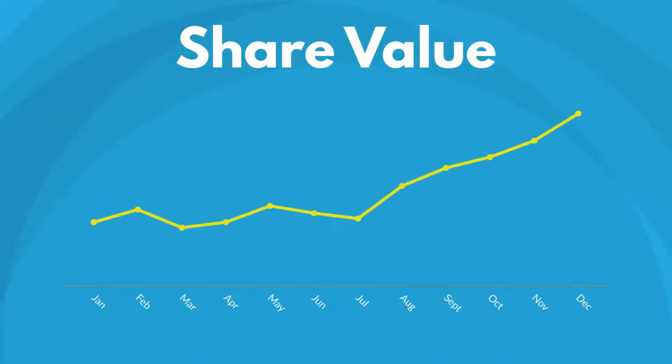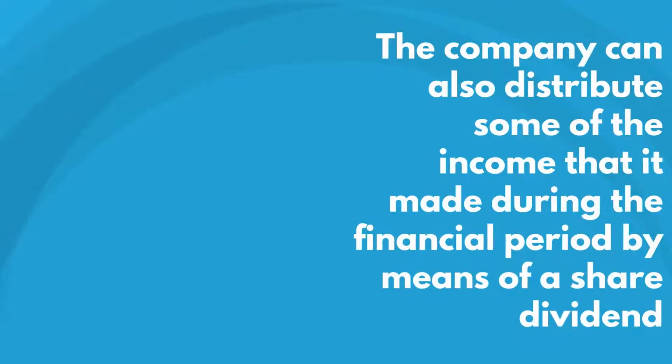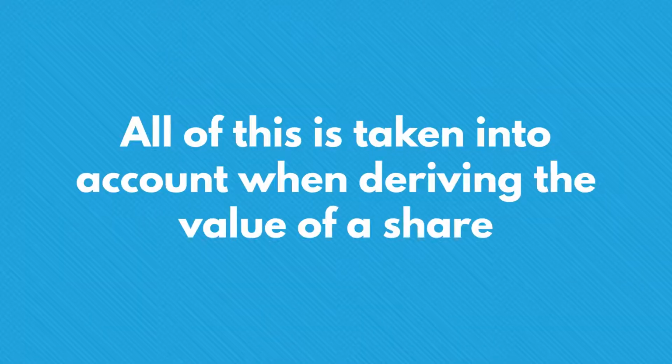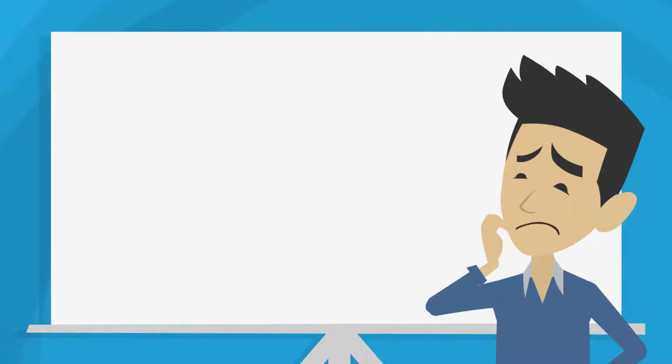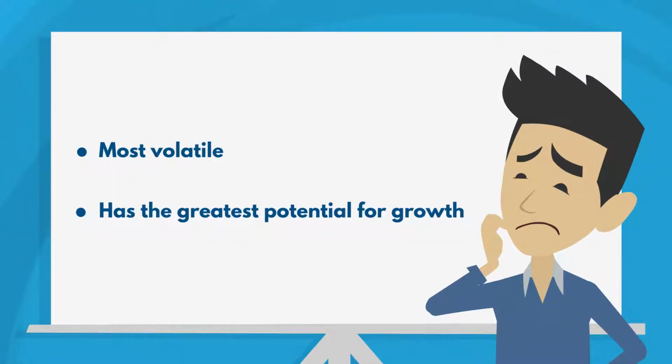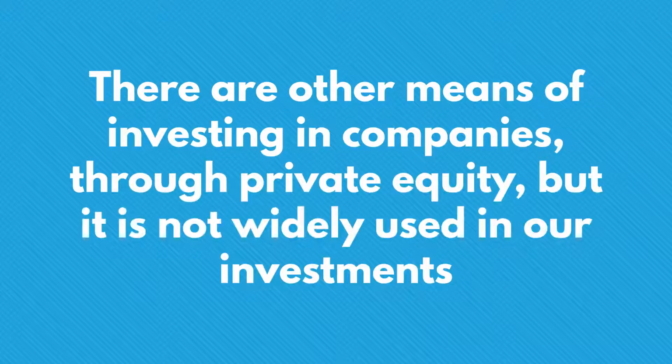The actual share value can increase. The company can also distribute some of the income that it made during the financial period by means of a share dividend. All of this is taken into account when deriving the value of a share. This asset class is seen as the most volatile, but it also has the greatest potential for growth. There are other means of investing in companies, through private equity, but it is not widely used in our investments.